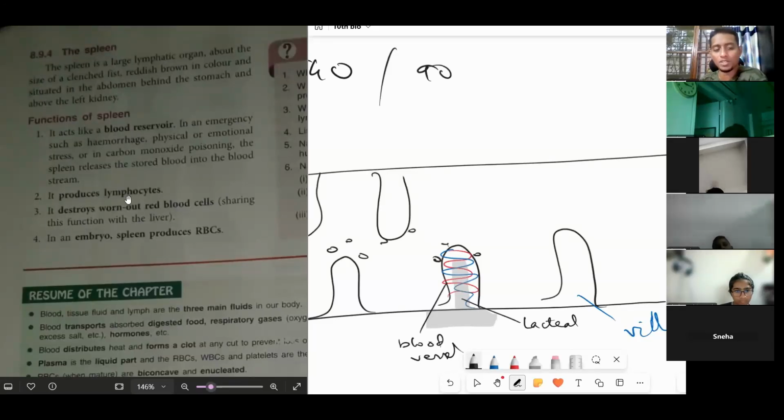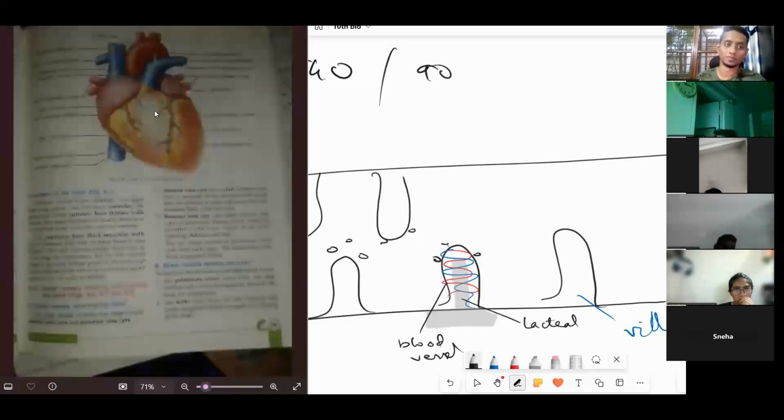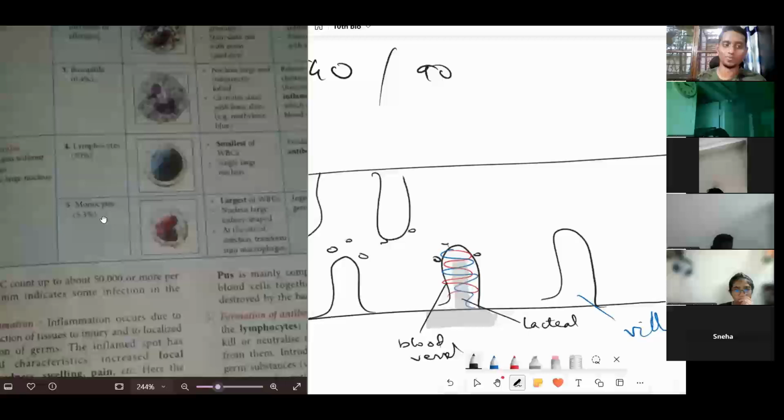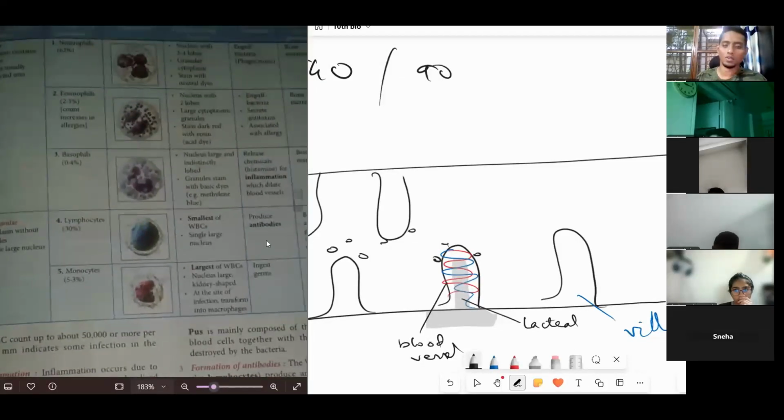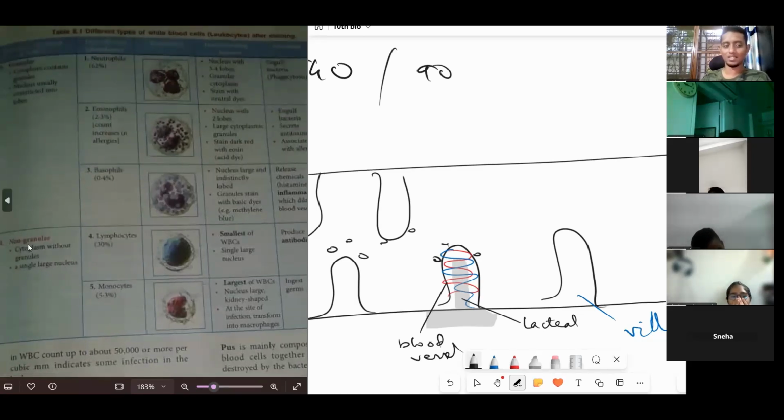Next, spleen produces lymphocytes. What are lymphocytes? One of the WBCs. There are 5 types of WBCs. What's the function of the lymphocytes? No, that is neutrophils. Lymphocytes' work is producing antibodies. They constitute about 30% of all the WBCs. They are the smallest of the WBCs. They are one of the two agranulocytes, meaning lymphocyte and monocyte. They are the non-granular WBCs. The granular WBCs, there are three of them: neutrophils, eosinophils, and basophils.